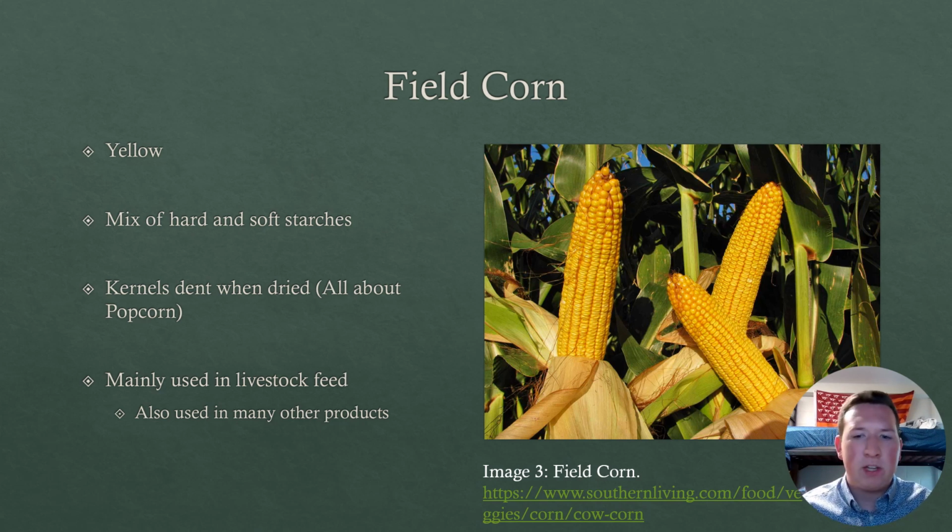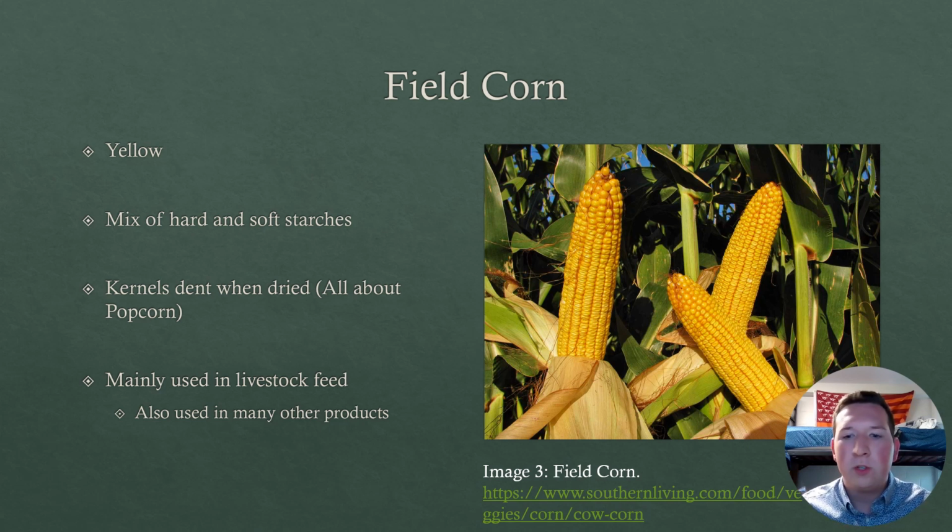So we know when to pick field corn because the kernels will dry up and they'll get a little dent on the top, which also gives us the other name for this type of corn. Field corn is also commonly referred to as dent corn due to the dent that forms on the kernels when it dries out. So field corn is mainly going to be used to feed our livestock. That is its main use.